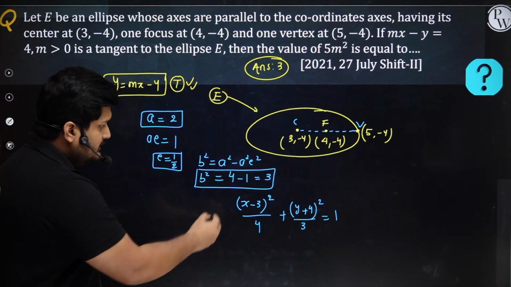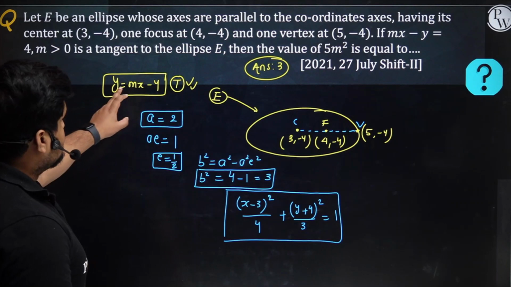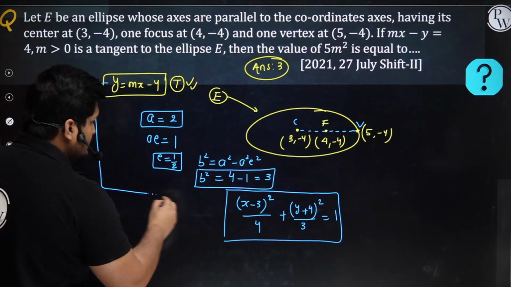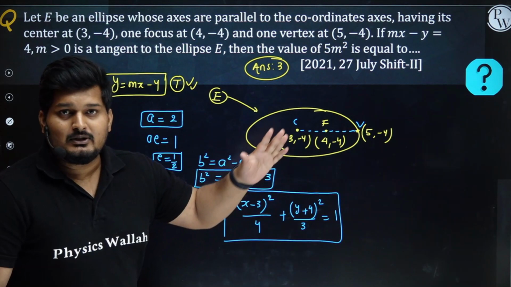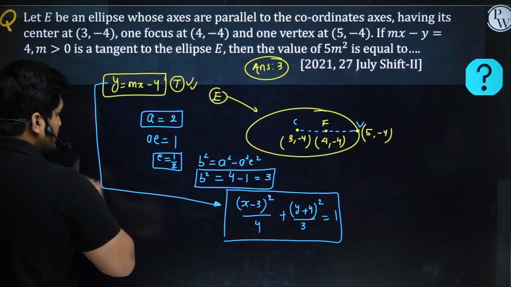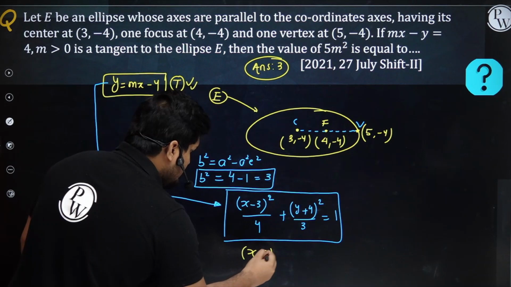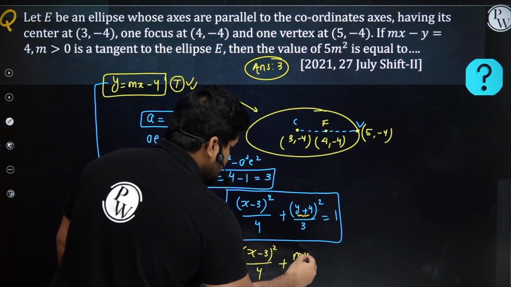What else we need? You see, we need to solve this tangent with this ellipse. Right? If this line is tangent to this ellipse, then solving line and curve will give you a quadratic and discriminant will be equal to 0. That is the only funda we have been using for tangent. So let's do that. You see, y plus 4 is mx. So this will be x minus 3 whole square divided by 4 plus y plus 4 can be replaced with mx. Mx square divided by 3 is equal to 1.